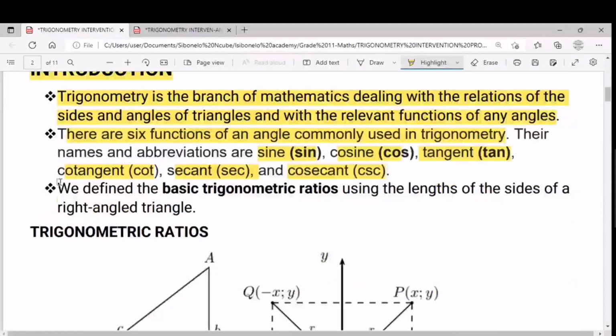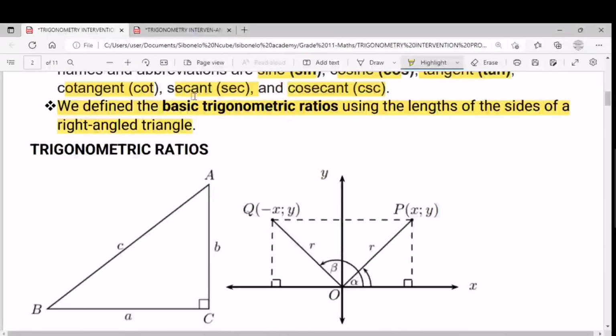So we define the basic trigonometric ratios using the lengths of the sides of a right-angled triangle. There is something we call trig ratios. We must know the ratios. When we talk about ratios, we need at least 2 variables that we divide, which gives us the ratio. So let's do an example here.